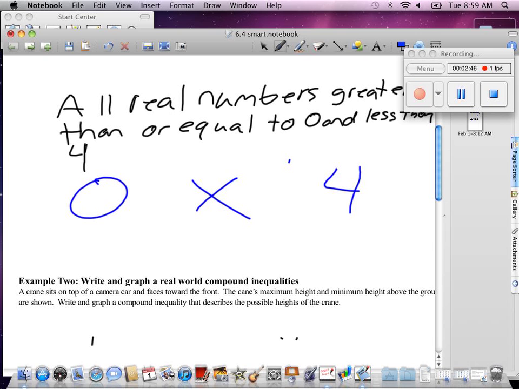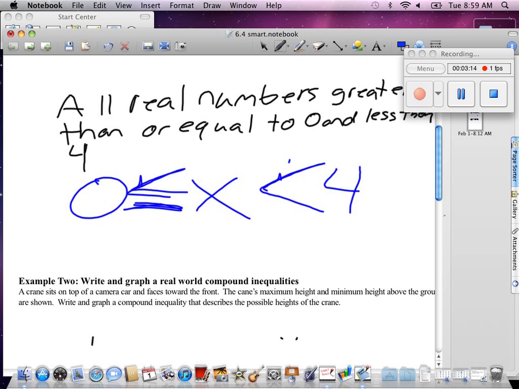So now we're looking at it's greater than or equal to 0. x is greater than or equal to 0. So which way is the alligator eating, the x or the 0? The x. And we know it's underlined because it's greater than or equal to. And less than 4. So which way is the alligator eating if x is less than 4? It's eating the 4.